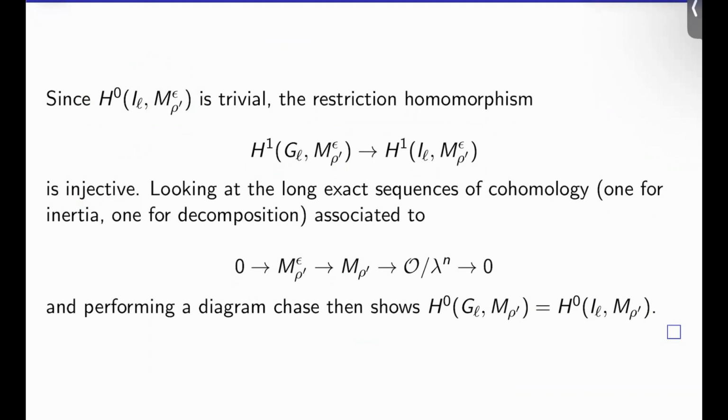If you now take all the information from the proof so far, and you look at the long exact sequences of cohomology, one for inertia, one for the full decomposition group, associated to the short exact sequence 0 to M epsilon rho prime to M rho prime to O mod lambda to the n, which is like our identity piece, to 0, and you just perform a diagram chase on the result, use this injectivity and what we know about various groups already, you will immediately find that H0 GL M rho prime is H0 of IL M rho prime. And then I leave it to you to quickly show that because of this, the corollary follows immediately.